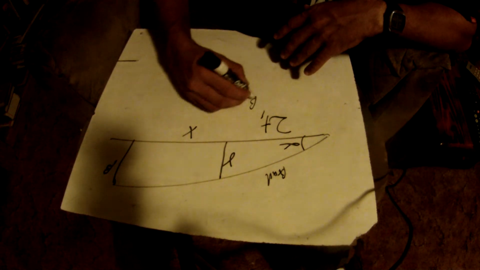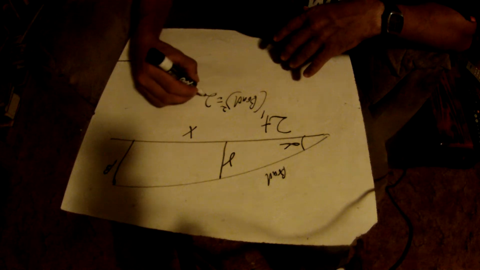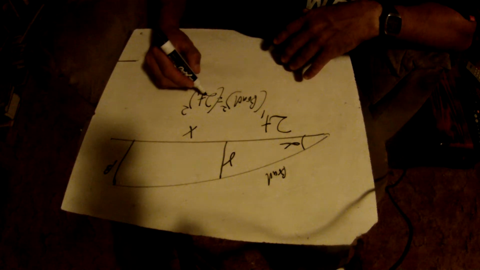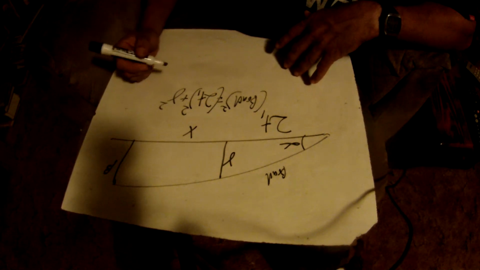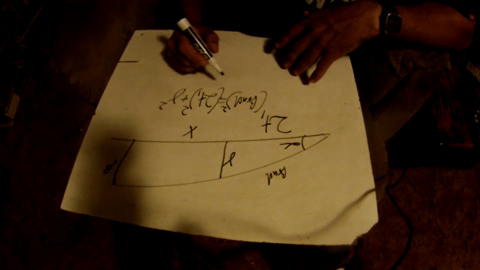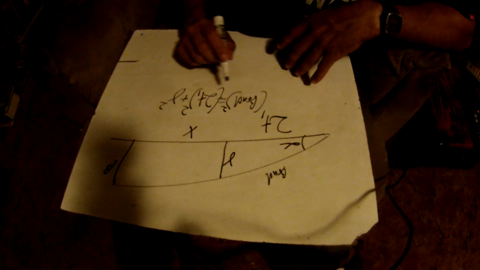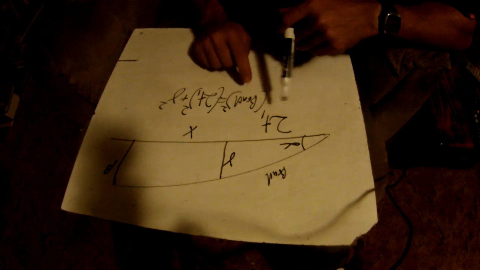Okay, so bread, using the old Pythagorean theorem, bread squared equals 2t1, the whole thing squared, not just t1, plus gamma squared. These are all knowns. You're just going to solve for whatever that is.